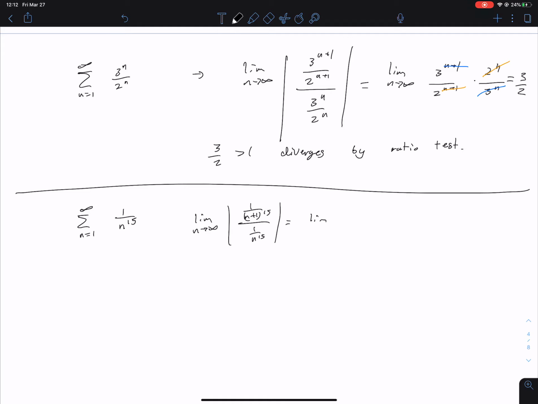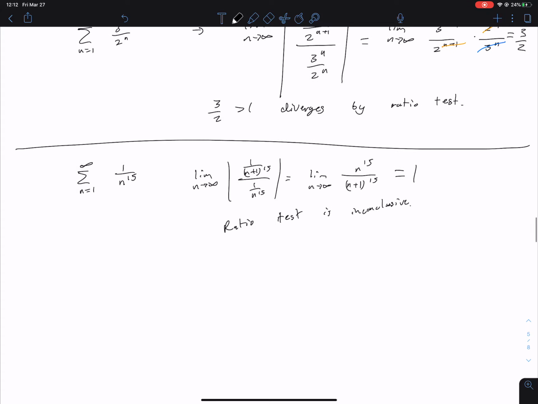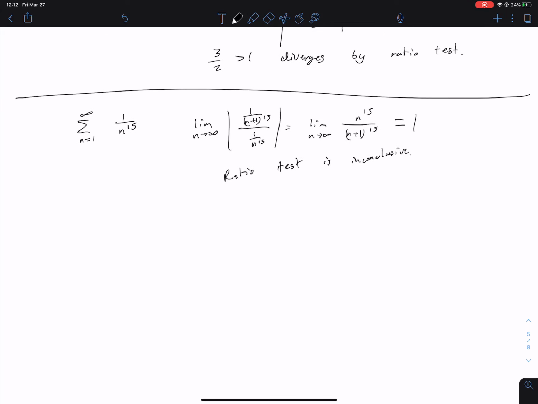And this is a top wins, bottom wins. They're both polynomials. And if you think about it, they're both polynomials of degree 15. And so who wins? It's a tie. This goes to 1. So the ratio test is actually inconclusive. Which is kind of goofy. So this is a polynomial in the denominator, and ratio test doesn't actually understand polynomials, which is kind of funny.